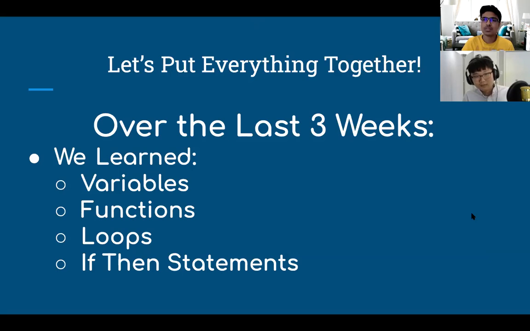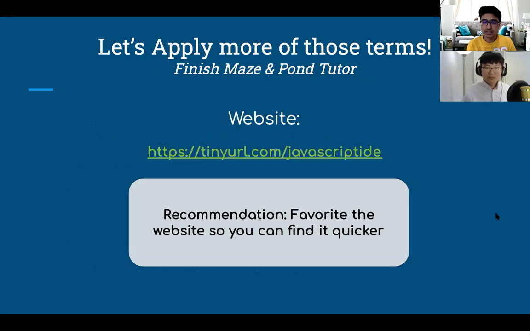All right. Let's put everything we've been learning for the past three weeks together now and finish that maze. Just to recap, we've learned about variables and how they store values. We learned about functions and how they store code and allow us to simplify our code. We learned about loops, which allow us to perform a certain action multiple times to make our lives easier. And today, we learned about if-then and if-else statements and how they can make certain things execute in code. So using all of those concepts, let's finish the maze and one more block coding exercise.